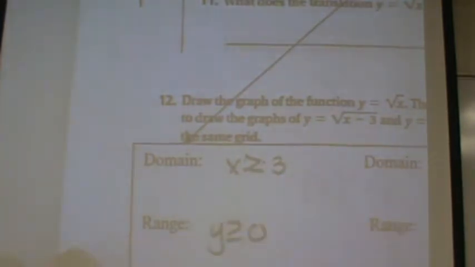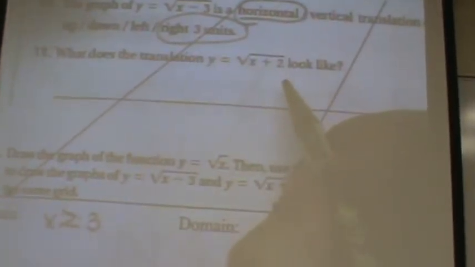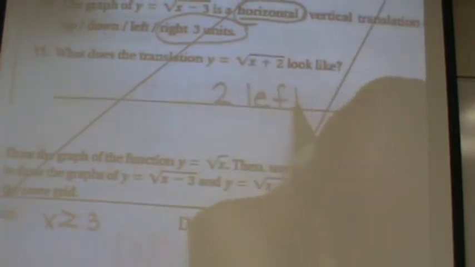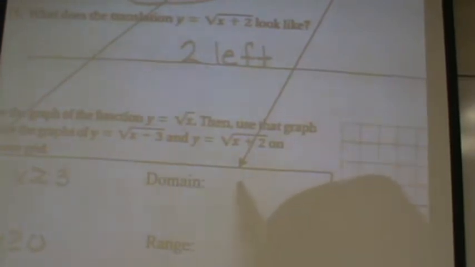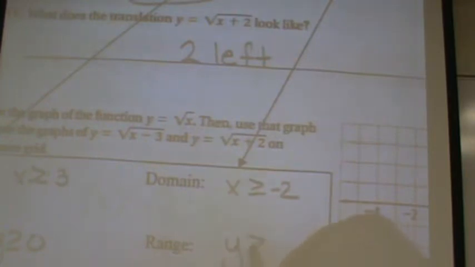So, does everybody have the domain for this? In your notes, I want to make sure you have it. X is greater than or equal to 3, and y is greater than or equal to 0. So what do you think the next one is going to look like? It's going to be a shift to the left, horizontally 2 to the left. So can you tell me what the domain and the range is for this one? X is greater than or equal to -2. And what's the range?